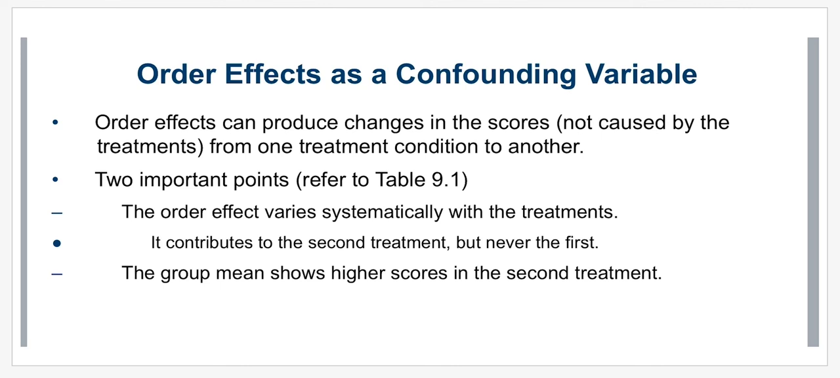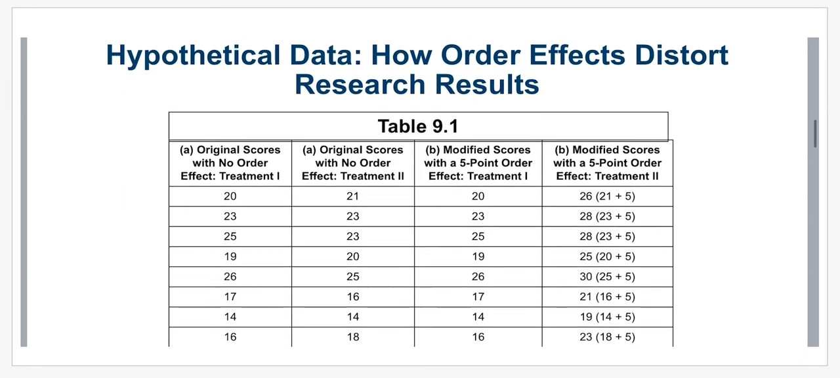And because of that, what they mean by systematically is it varies with the independent variable. So the independent variable changed in that second treatment condition, and so did this variable. And so therefore it is a confounding variable, because if it's changing with the independent variable, how do we know whether it was that variable or the independent variable that caused this difference in the scores? So therefore it is a confounding variable and it is a threat to internal validity. Now the second point here is that the group mean is going to show a higher score in the second treatment. And that's the problem, right? Because it's going to make it look like your independent variable had an effect, but it may not have.